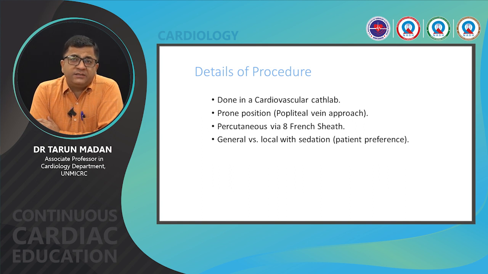This procedure is done in the cardiovascular cath lab, always in the prone position because you have to go antegrade perfusion of drugs. So the popliteal vein is selected under ultrasound guidance, as I will show in the later part of the slides. Percutaneous 8 French sheath. Preference of the patient is there for general versus local anesthesia with sedation.